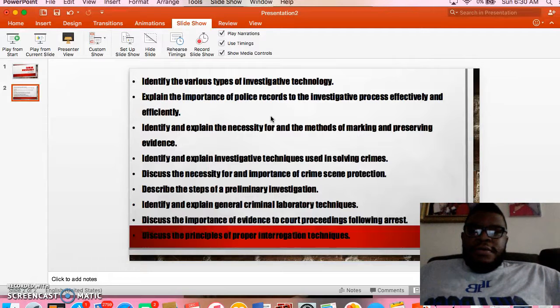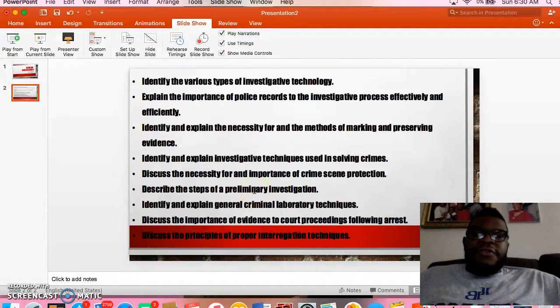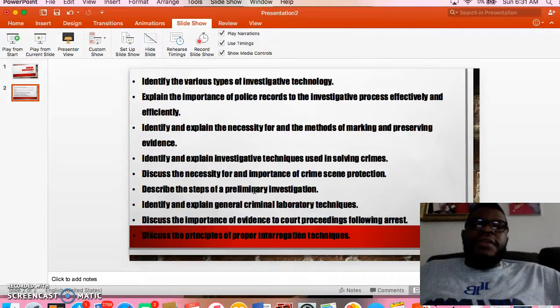So, let's see here. Identify and explain general criminal laboratory techniques. So, same thing, criminal laboratory techniques when working with criminals. Again, we do have a database where we keep fingerprints, we keep DNA, the records in there. So again, techniques we use is the automatic fingerprinting, can easily identify someone that way. DNA, if we find DNA at a crime scene and we have the DNA of a criminal in our system, it'll be easier to find them that way as well.